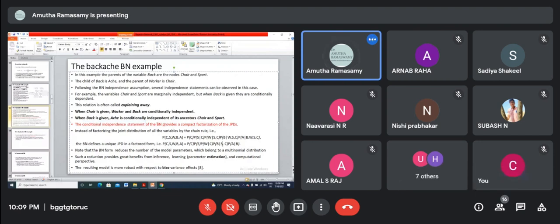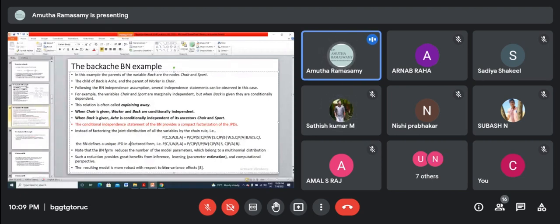The probability of this Bayesian network simplifies the dependence of the probability when you are using this Bayesian network. You all agree with what I'm saying? Yes, ma'am. Okay.